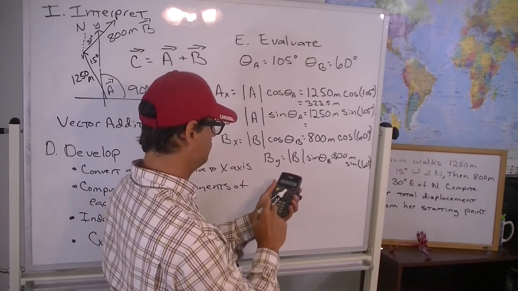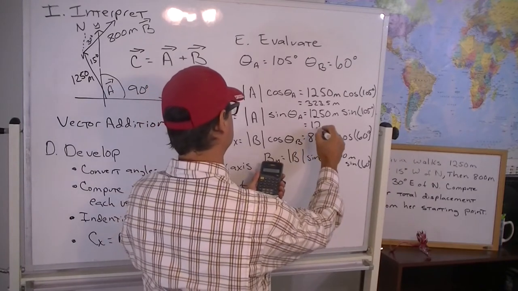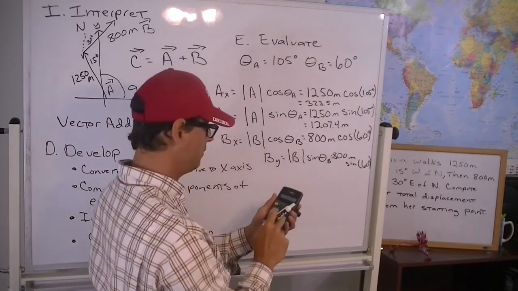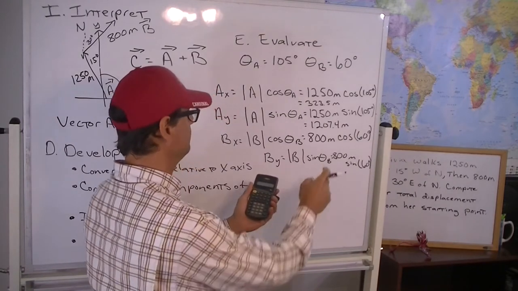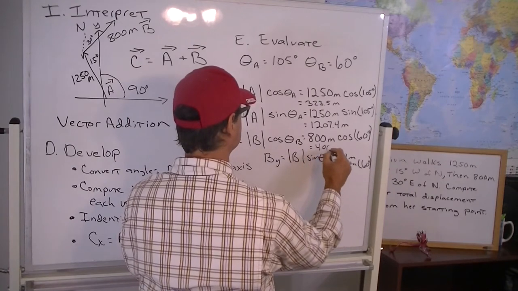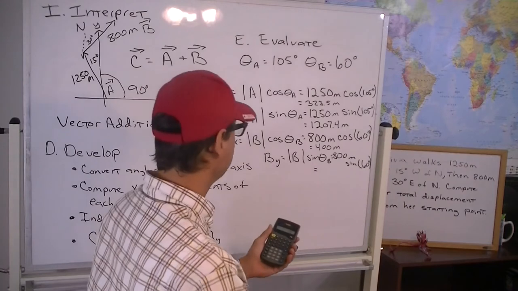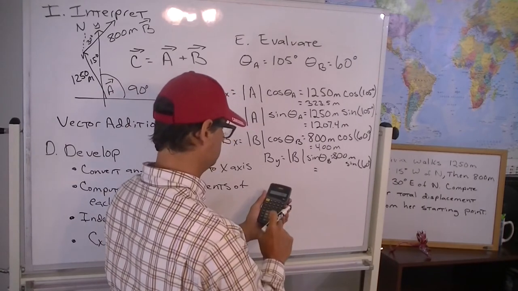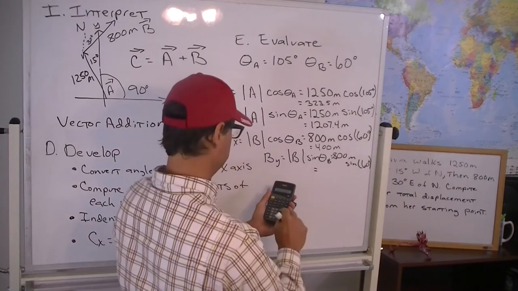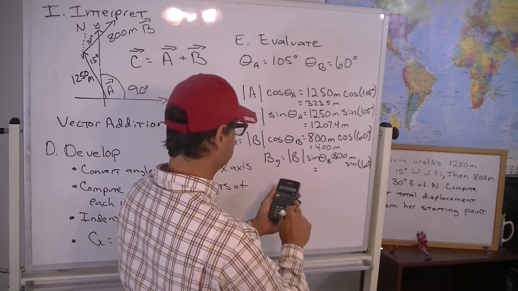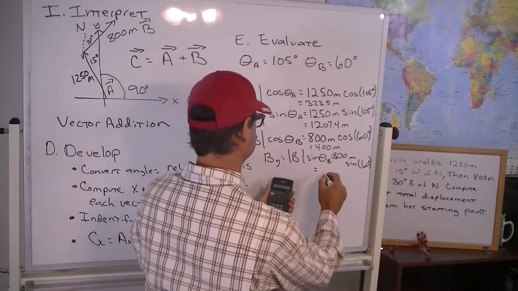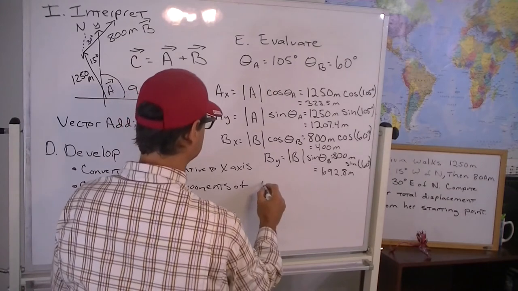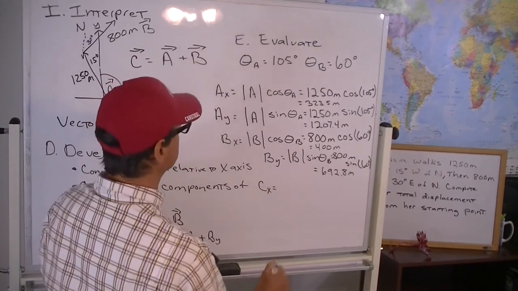The y component of A, first we compute the sine of 105 degrees, and that's like 0.965 and change times 1250. So that's 1207.4 meters. And now the cosine of 60 degrees, 0.5 times 800 is 400 meters. And then the sine of 60 degrees is 0.866 times 800 meters. Well, somehow I did that wrong. Sine of 60 degrees is 0.866 and then times 800 is 692.8 meters.